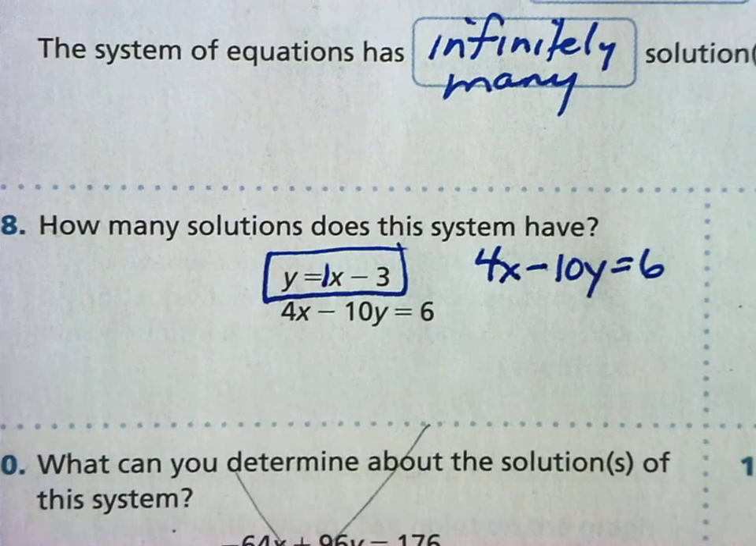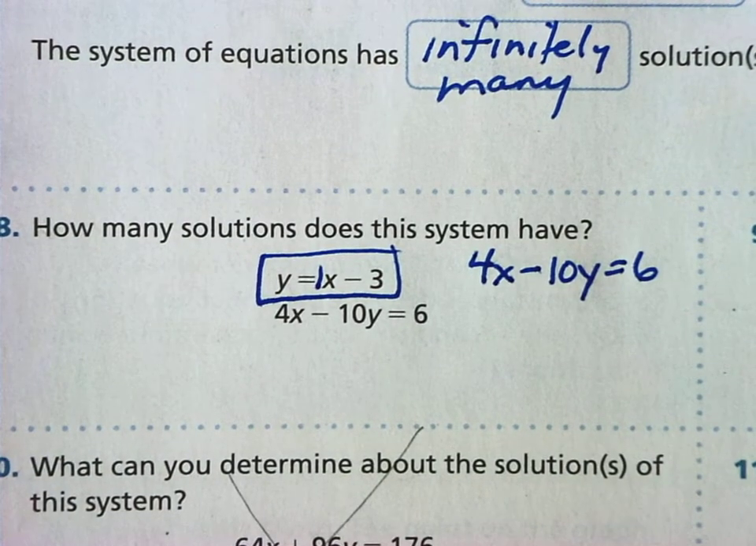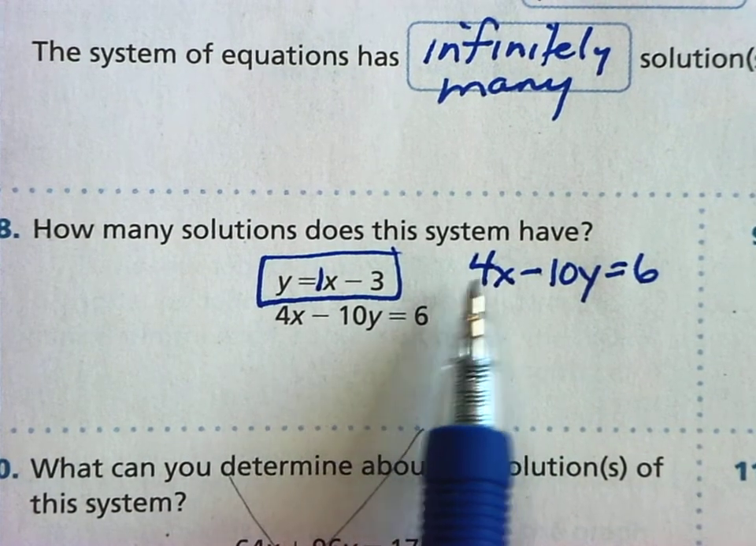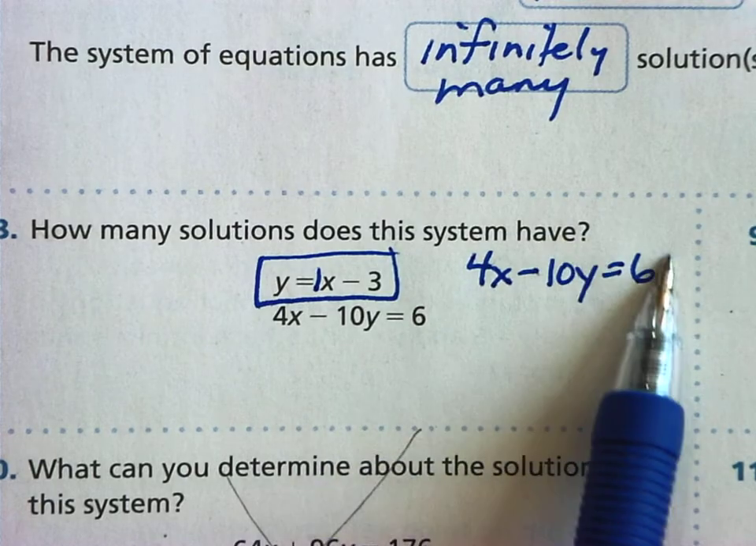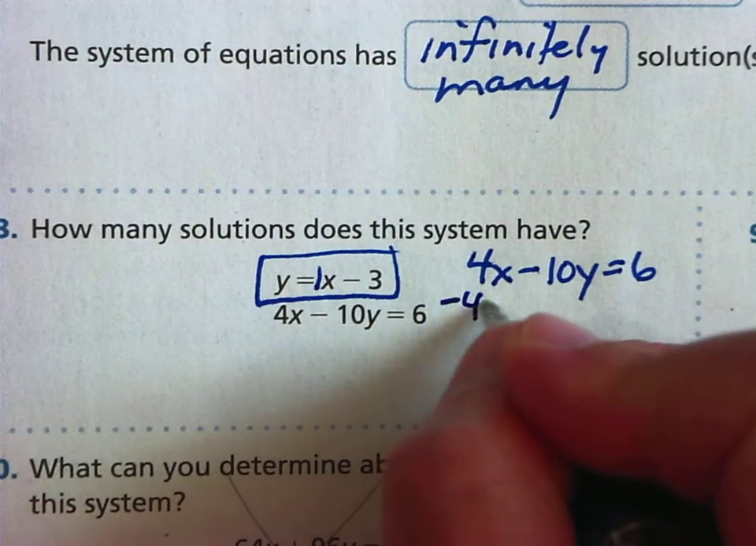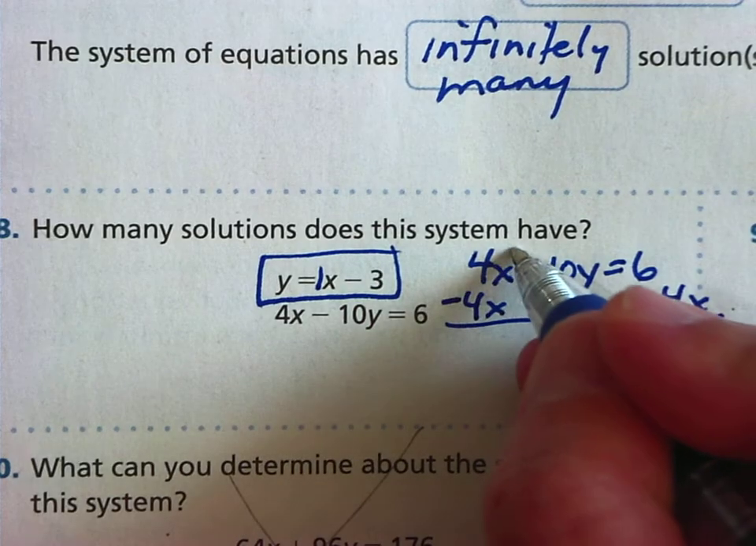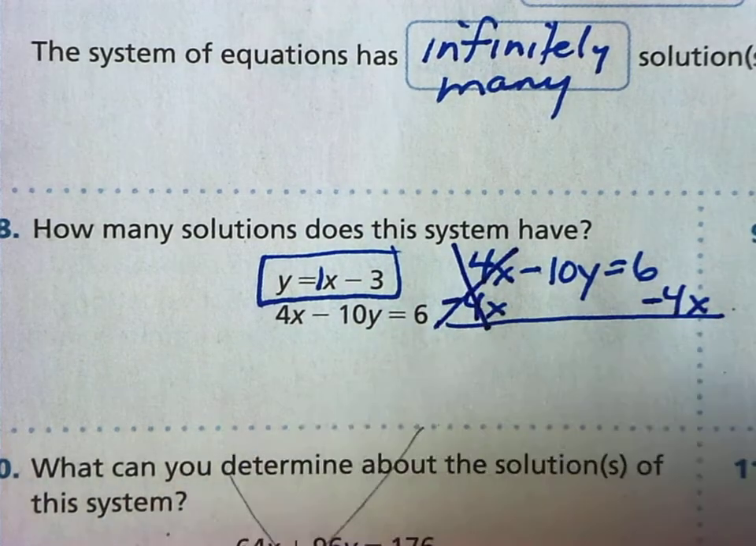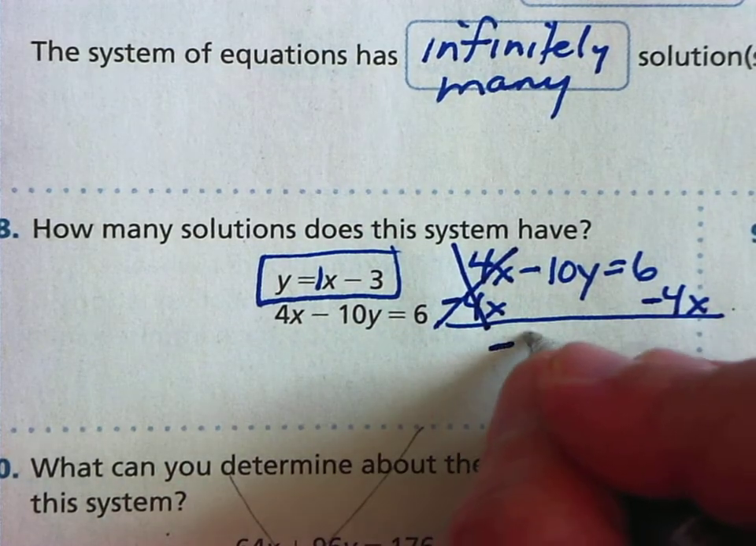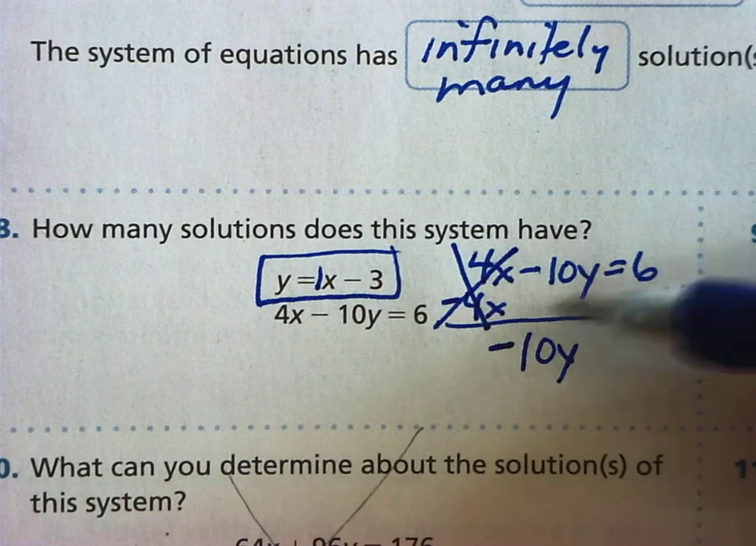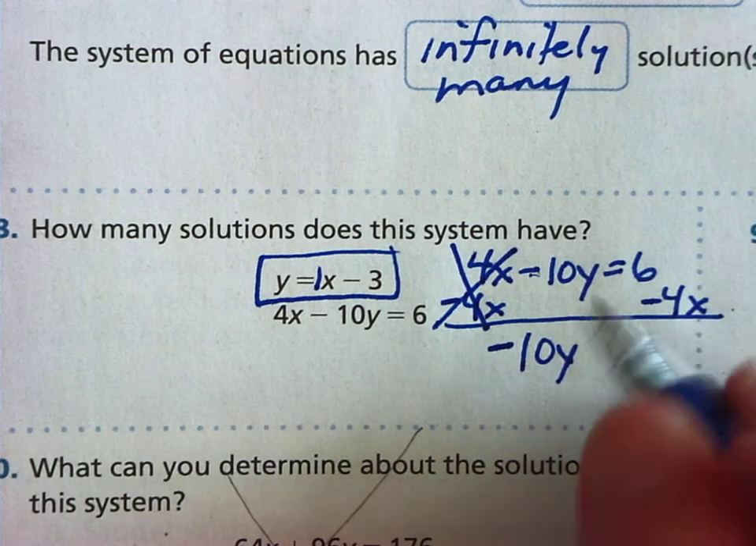The first thing you need to do on this one, folks, most of these, is move the x term to the opposite side. So we're going to subtract 4x and move it over here. That's usually your first step. So 4x take away 4x is 0. You have a negative 10y left. Do not forget to bring down your sign that's in front of that.